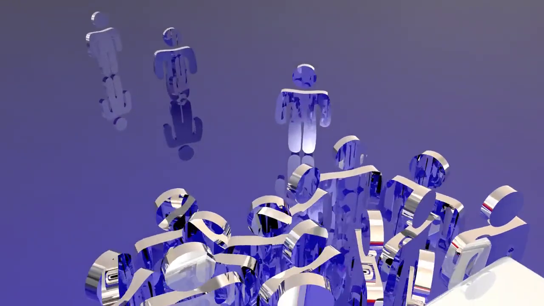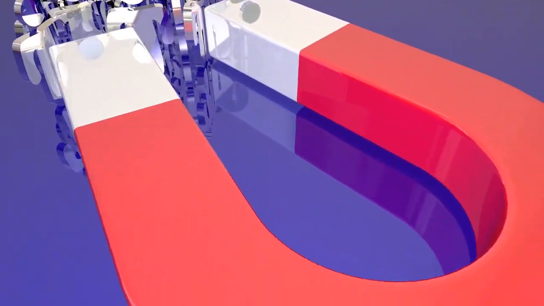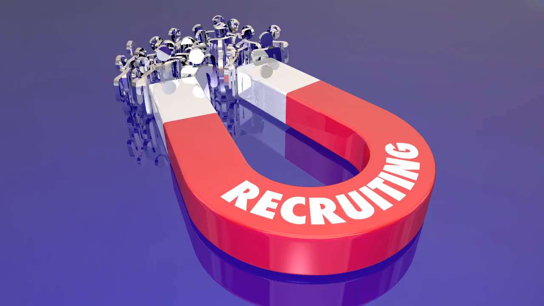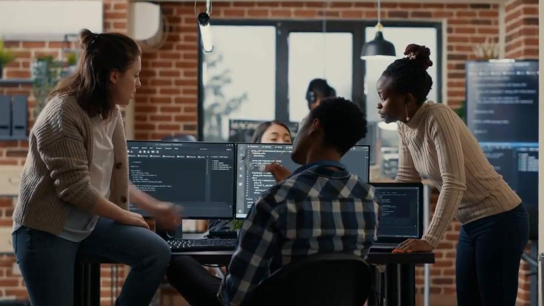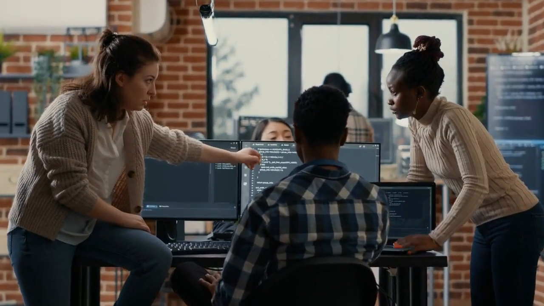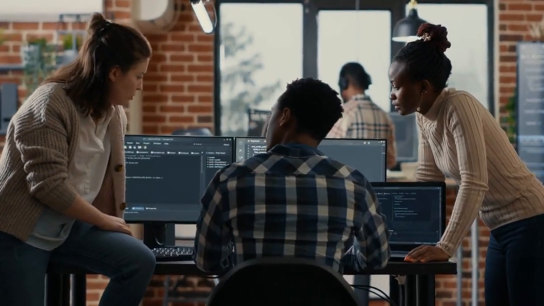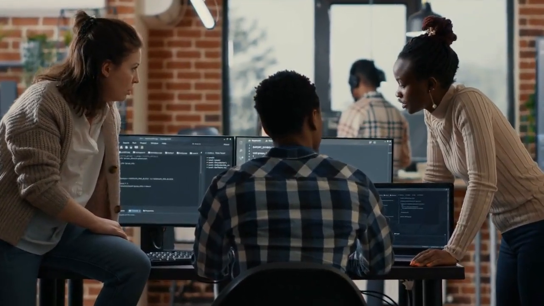For example, a recruiter using AI-powered tools to sift through job applications must be cautious not to inadvertently introduce bias into the hiring process. By understanding the limitations of the AI system, the recruiter can ensure that the technology is used ethically and responsibly, fostering a more diverse and inclusive workplace.